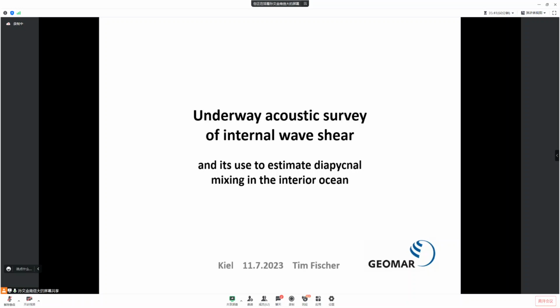All right. Yeah, thank you, Wenjin, for the kind introduction. Good day and greetings from Kiel. So my subject today is how we can estimate internal wave shear in the interior ocean from underway acoustic data from moving vessels, in essence. The second natural part is, of course, to use this internal wave shear to estimate diapycnal mixing in the end.